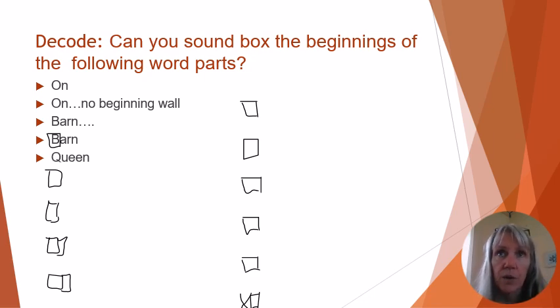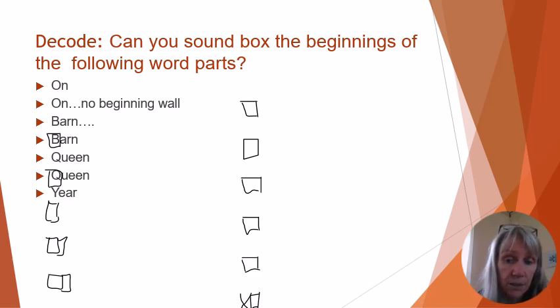What about the queen? Queen. What are we sound boxing in queen? We're hearing two sounds, the k and the w, but it's only one grapheme. The Q represents both of those sounds together. We have year. What is the sound box? Going around just the Y, a single consonant vowel, single sound, single grapheme, represented by one letter, the Y.